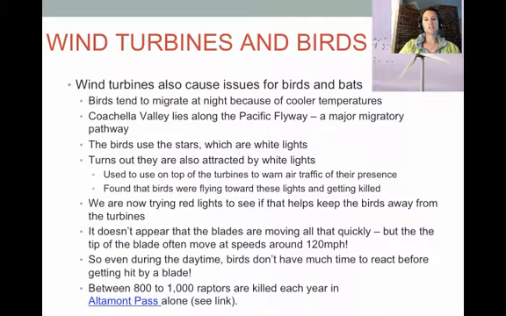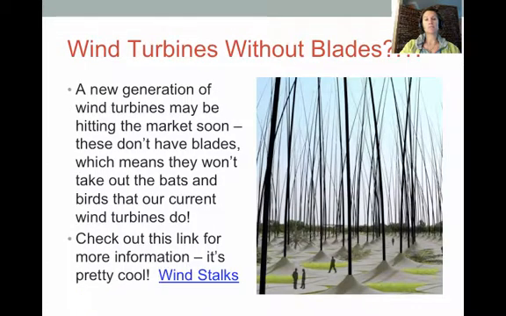And so here's a statistic for you. Between 800 to 1,000 raptors are killed each year out at Altamont Pass alone. And raptors, we're talking the bigger birds, red-tailed hawks, any birds of prey, owls, eagles, kestrels, Harris hawks, any of those guys, they're getting taken out by these turbines. And all those guys, except for owls, are pretty much all active during the daytime. So you can tell that they don't have that reaction time.